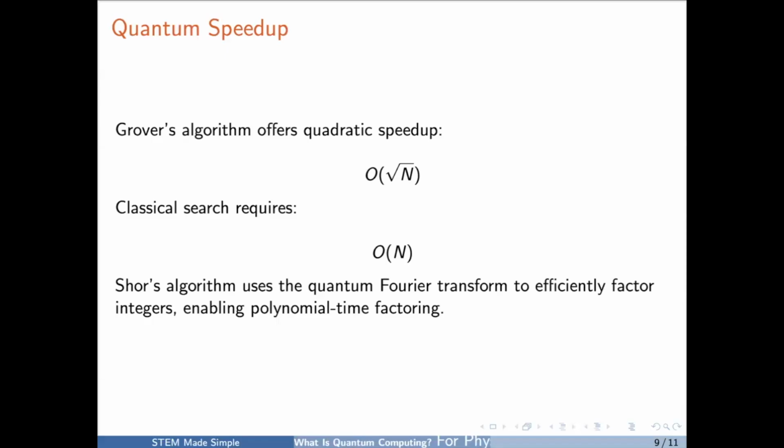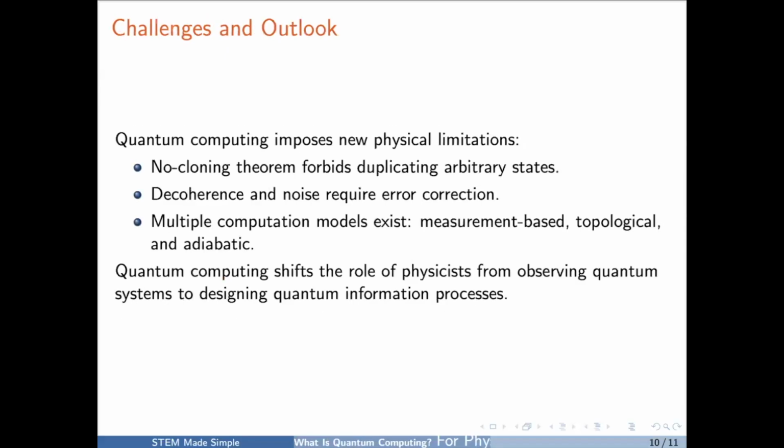Quantum computation also imposes new physical limitations. The no-cloning theorem, proven from the linearity of quantum mechanics, forbids the duplication of arbitrary quantum states. Moreover, decoherence and environmental noise pose serious challenges. Quantum error correction, which we will explore later in the series, provides a path forward by encoding logical qubits into entangled states of multiple physical qubits. These codes rely on the ability to detect and correct certain classes of errors without violating the uncertainty principle.